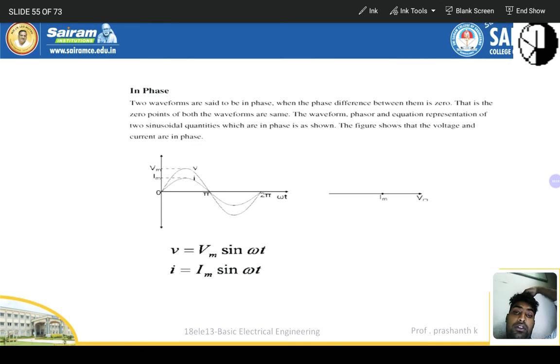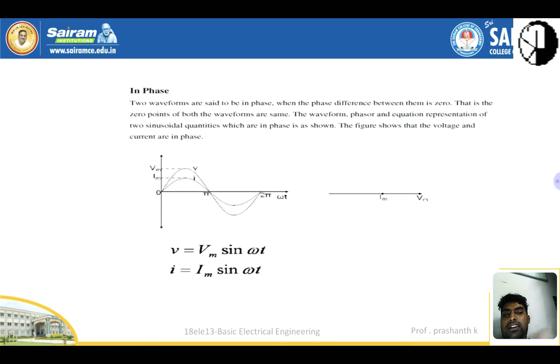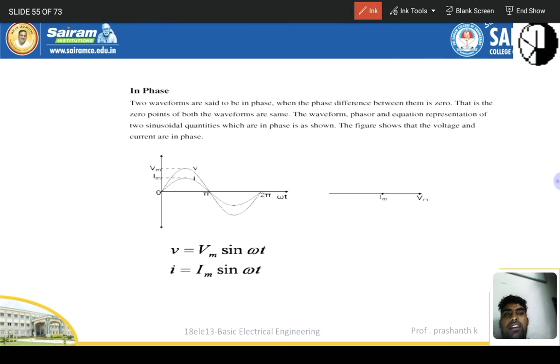Two waveforms are said to be in phase when the phase difference between them is zero. Zero difference means they cross zero at the same point, here and here and then here. That's why it's in phase, the zero points of both waveforms are the same. The waveform, phasor and equation representation of sinusoidal quantities which are in phase is as shown. The figure shows that the voltage and current are in phase.